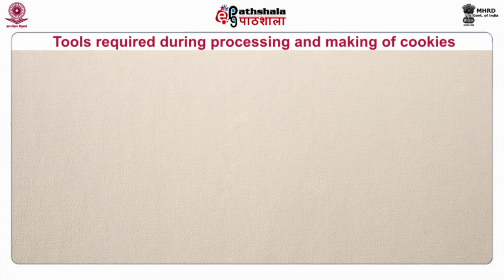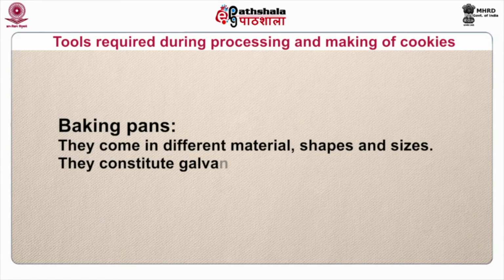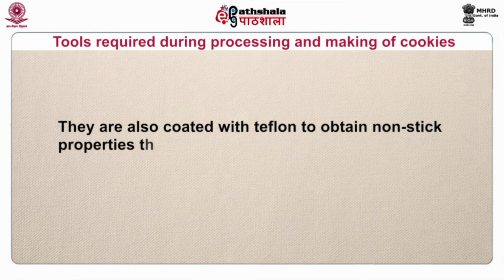Tools required during processing and making of cookies. Baking pans. They come in different materials, shapes and sizes. They are made of galvanized steel or aluminium. They are also created with Teflon to obtain non-stick properties that are used for baking. A very thin sheet of baking tray is not recommended as it will burn the product, whereas a very thick bottom tray will delay the baking. This will result in poor quality of baked cookies.